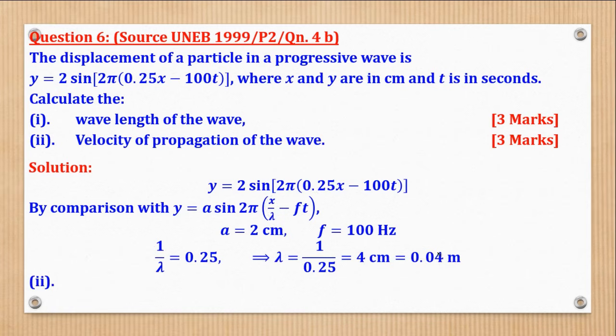And that is the wavelength in Roman 1. Roman 2, they wanted the velocity. The good thing, I have F and I have lambda. So I can get the velocity they wanted as 4 meters per second. So that was the equation of a progressive wave.